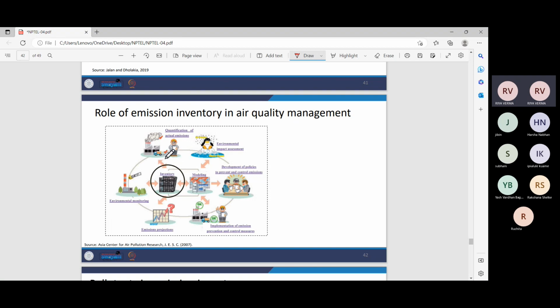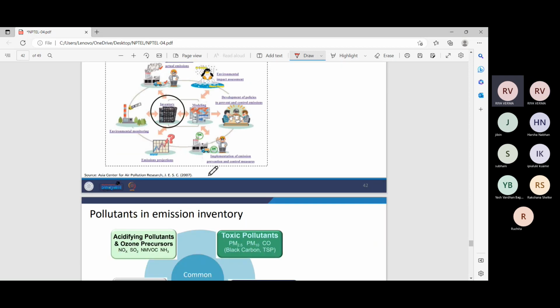Then this can be further used for your modeling activities as well. Then implementation of emission prevention and control measures. Similarly, after the development of policies, next is your implementation of those control measures. Next, your emission projections. This is some sort of data forecasting for the coming time. What is the trend that is expected to occur at a certain location? This can be visualized from these emission inventories and modeling techniques. Next is your environmental modeling, that is also there for the emission inventory.